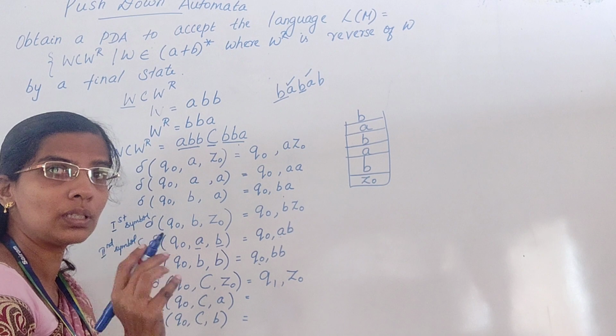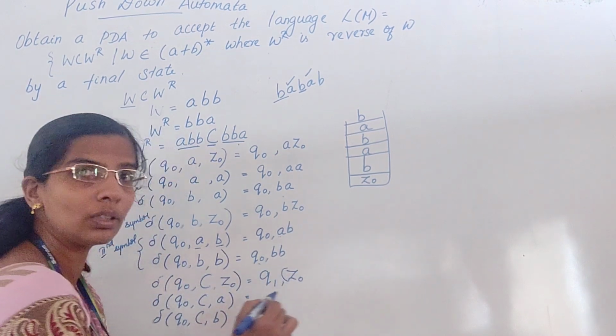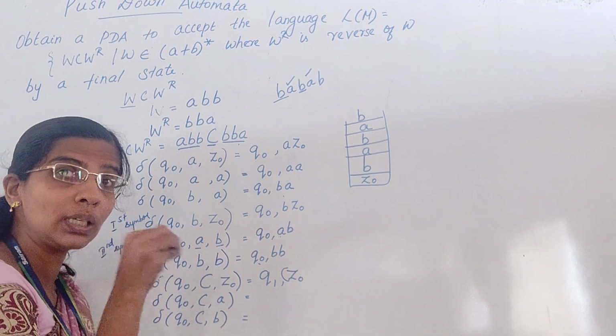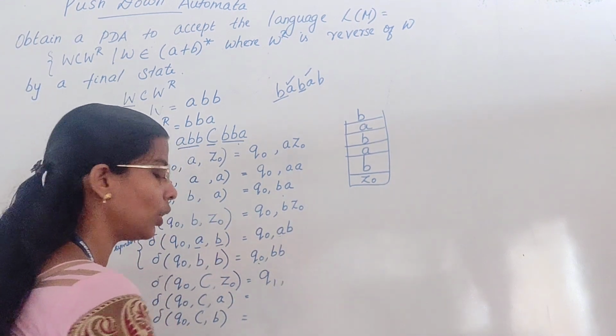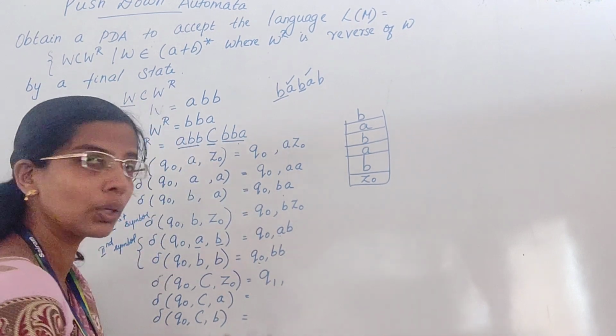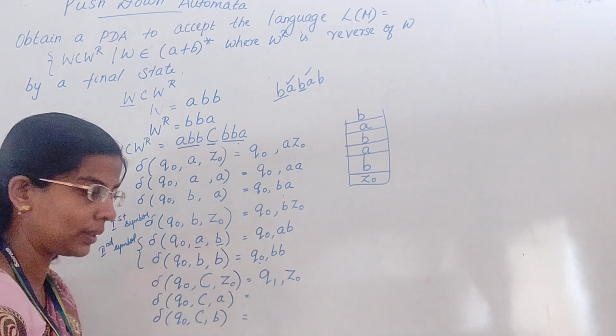Students, you should be very careful. If you write C Z0, what is the meaning? You are pushing C into the stack. You are pushing C into the stack, so you should not write C. You are not doing any operation. Write your stack top as it is.